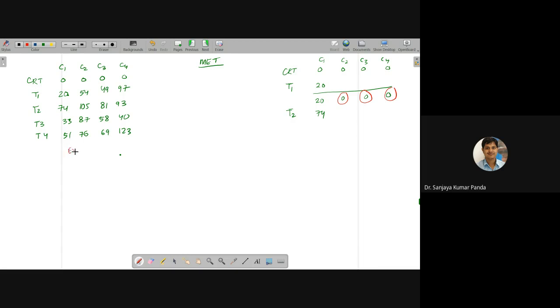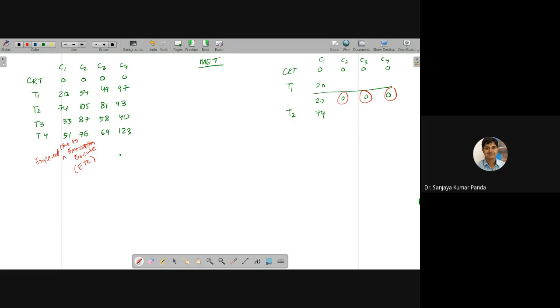You can say this matrix is called the execution matrix, or the expected time to execute, or the ETC matrix, right? So we look into this matrix and we assign it. We are not considering the ready time.